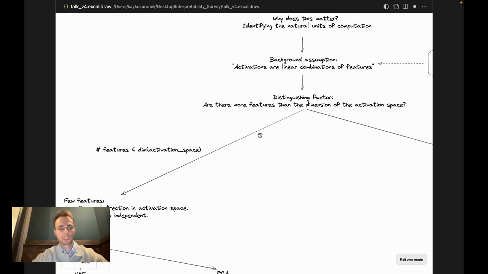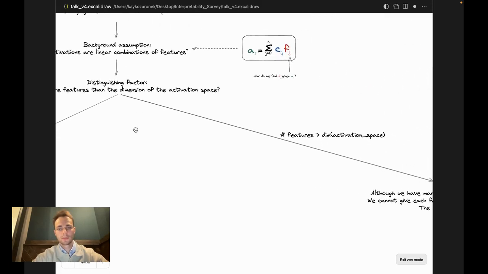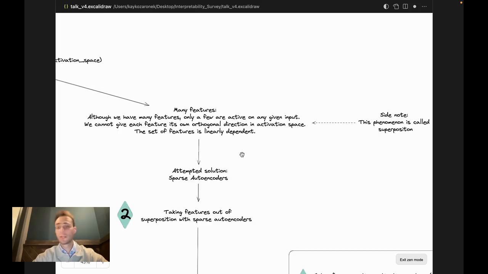Okay, now that we've looked at a few feature case, let's look at the many feature case. Again, note that the distinguishing factor was whether we have more features than the dimension of the activation space. In the many features case, we expect the network to have learned a lot of features so that it cannot fit the features in the activation space and give each one of them an orthogonal direction. Now, this makes it quite a lot harder to interpret the directions. Some of you might know this phenomenon as superposition.